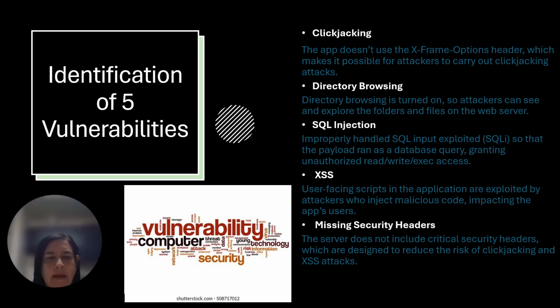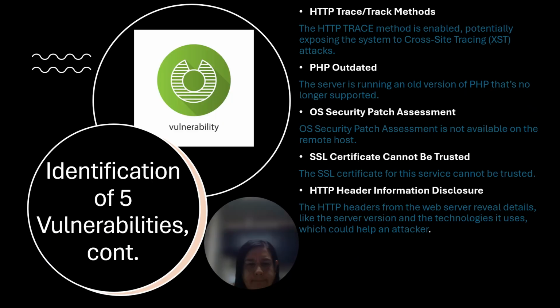On this next slide, it's showing you 5 of the vulnerabilities that were identified. These 5 were clickjacking, directory browsing, SQL injection, XSS, and missing security headers. On this next slide is showing you the other 5 vulnerabilities that were identified, which is HTTP TRACE/TRACK methods, PHP outdated, OS security patch assessment, SSL certificate cannot be trusted, and HTTP header information disclosure.